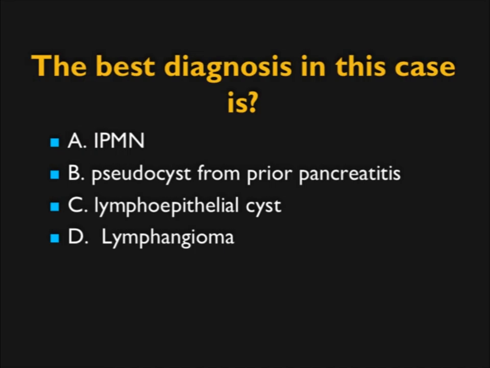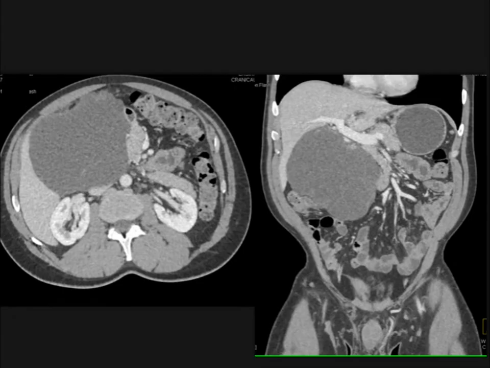The best diagnosis in this case, interesting case. It was sent for pancreatic mass, a large cystic lesion which comes near the pancreas. It'd be the world's largest IPMN. I don't think it's that. It could be a pseudocyst from prior pancreatitis, but the patient had no pseudocyst, and this has stayed around for a while.